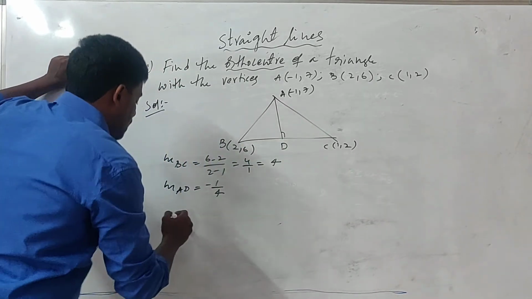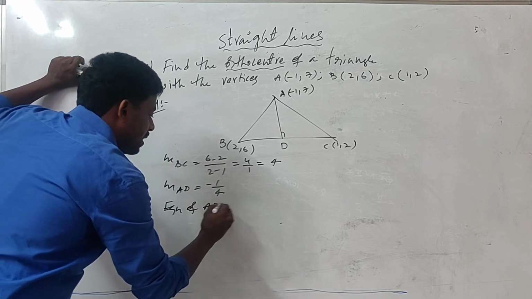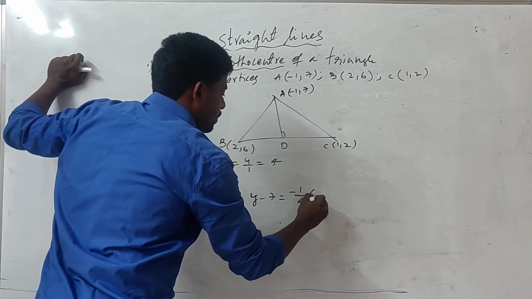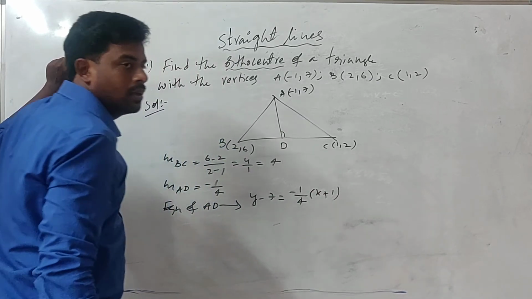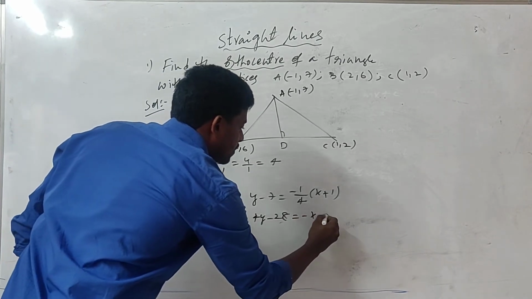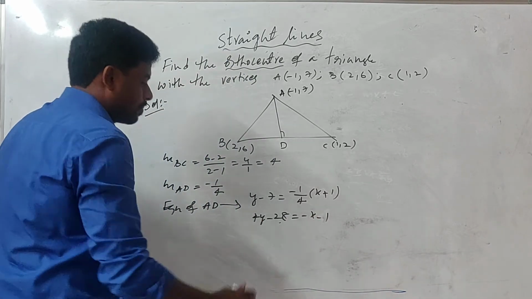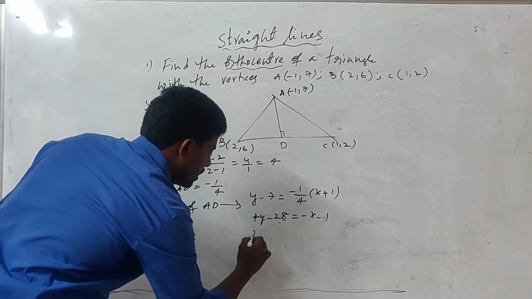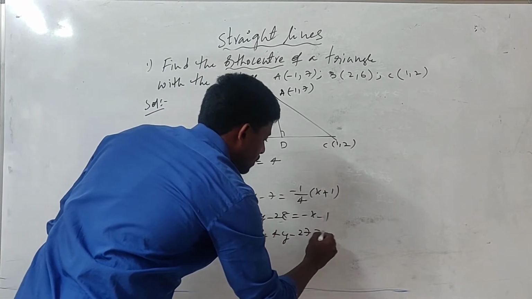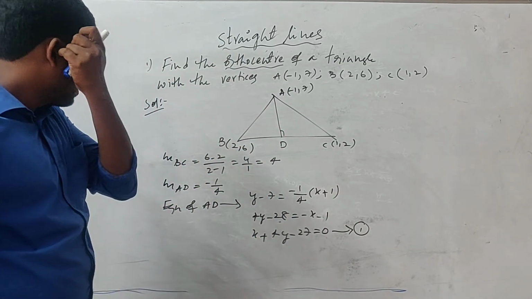So the required equation of AD is y minus y1 is equal to slope into (x minus x1). Then 4y minus 28 is equal to minus (x minus 7). We need to write it as a single line: x plus 4y minus 27 is equal to 0. Make it equation 1.